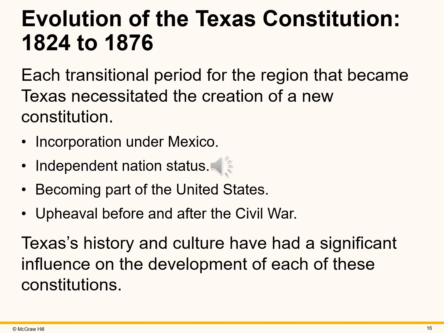Evolution of the Texas Constitution, 1824 to 1876. Each transitional period for the region that became Texas necessitated the creation of a new constitution. Incorporated under Mexico, independent nation status, becoming part of the United States, upheaval before and after the Civil War. Texas's history and culture have had a significant influence on the development of each of these constitutions.